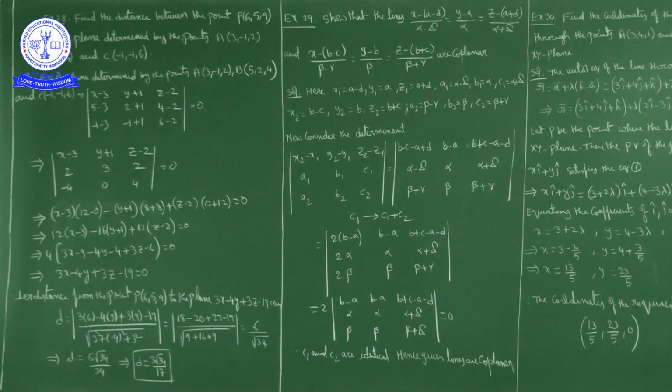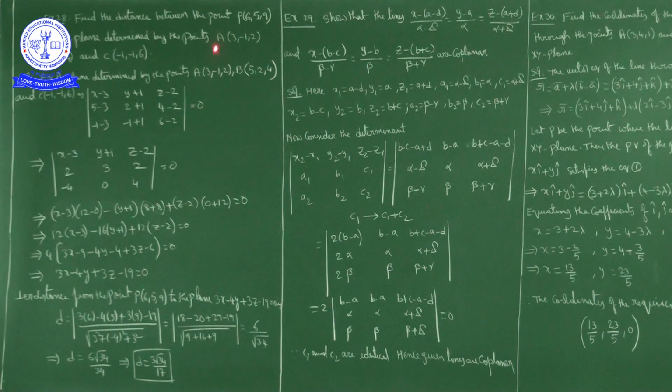www.kurunjischoolnkl.in. Hello students, we are discussing three-dimensional geometry miscellaneous example problems. Okay, example 28. Find the distance between the point P(6, 5, 9) and the plane determined by the points A(3, -1, 2), B(5, 2, 4) and C(-1, -1, 6). Now we have to find the distance between the point (6, 5, 9) and the plane determined by these 3 points.